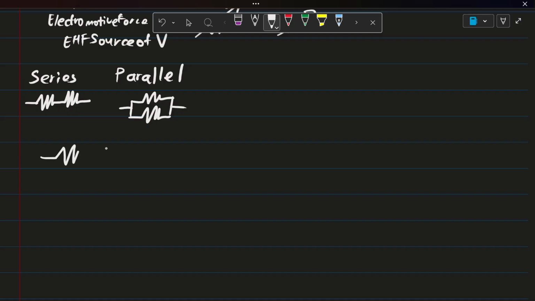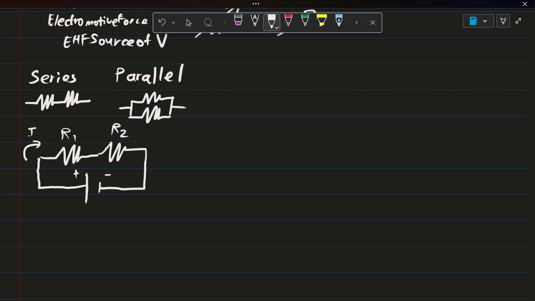So this is R1 and also R2, and I will just connect this to an EMF source. So there's a positive and there's a negative. Pretty much the long side is the positive. Based on your knowledge from the previous chapter, you would know that the current should go in this direction. So it will go from a high voltage towards a low voltage.